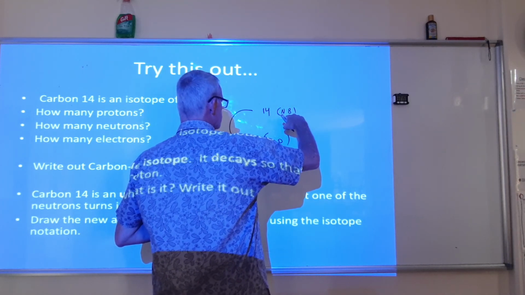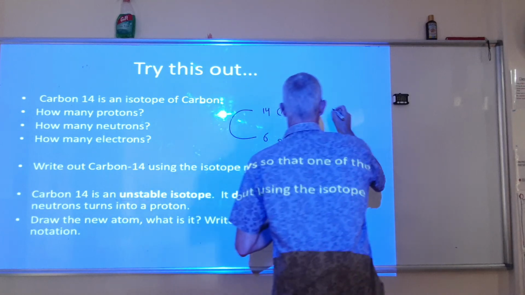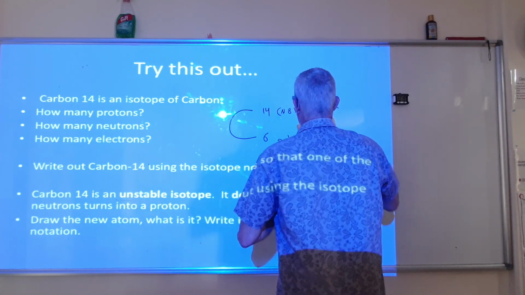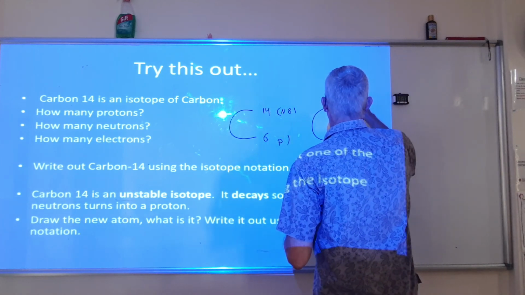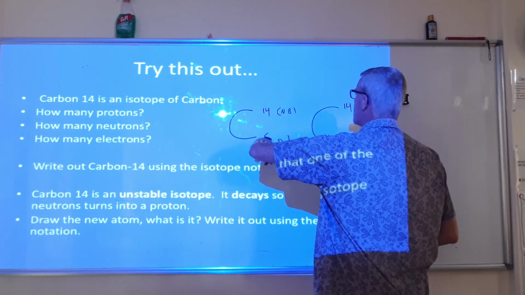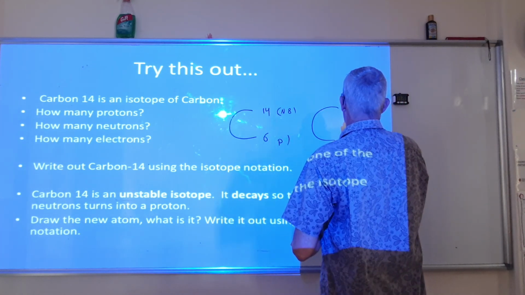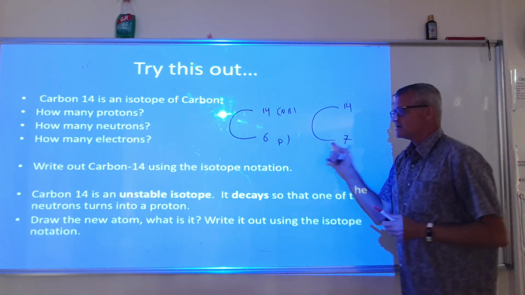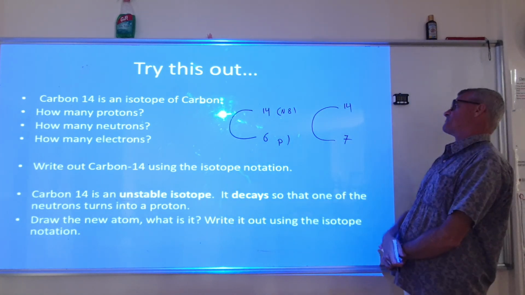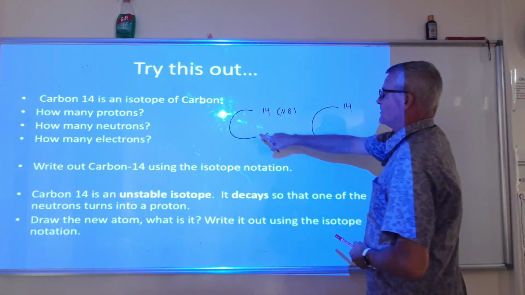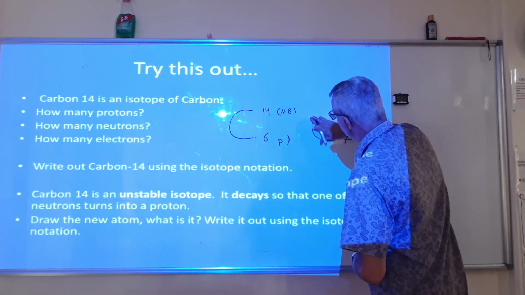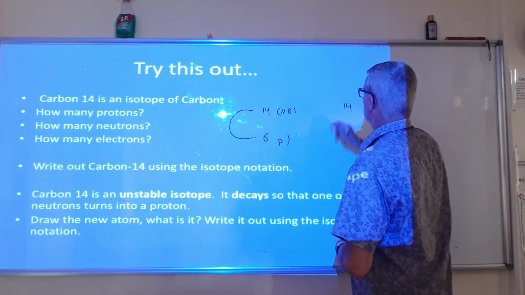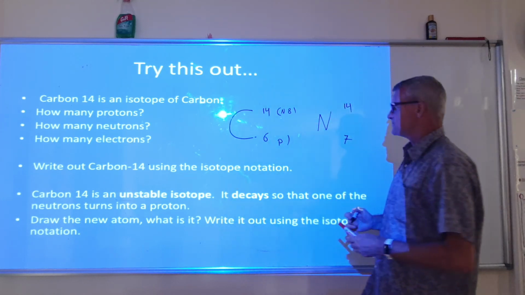Now one neutron is going to become a proton. Now what's going to happen? Is the total mass going to change? No, it stays the same. However, we now get an extra proton, it becomes 7. Something wrong here? Yes, something is wrong, because when the proton number changes, it means the element is going to change, and it will then be nitrogen.